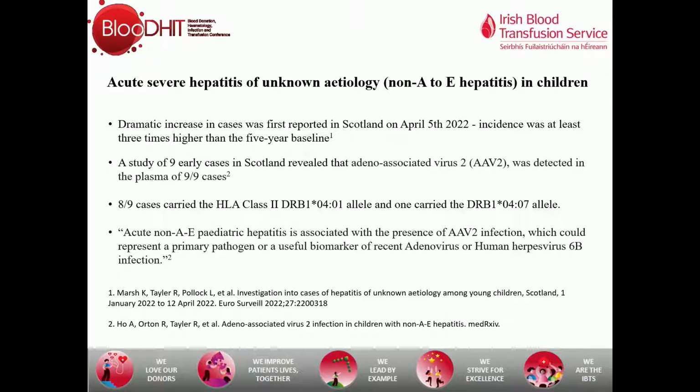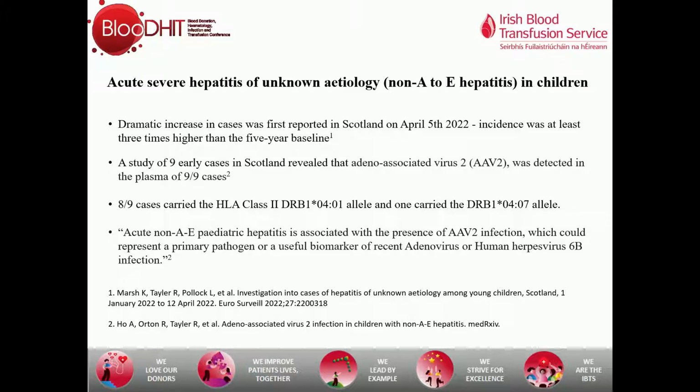So out of the 9 cases, 8 of those had class 2 DRB1 0401, and the other case had DRB1 0407. So their conclusion at the time was that acute non-AATE pediatric hepatitis is associated with the presence of AAV2 infection, which could represent a primary pathogen or a useful biomarker of recent adenovirus or herpes 6b infection. So there are a lot of theories and ideas about what's behind these cases of hepatitis.